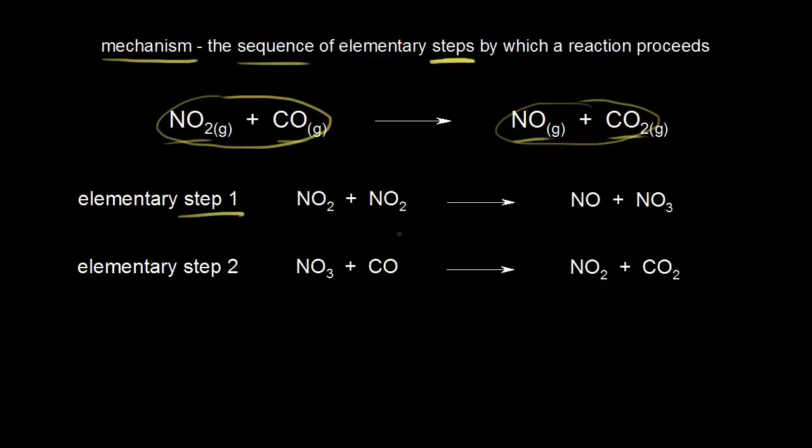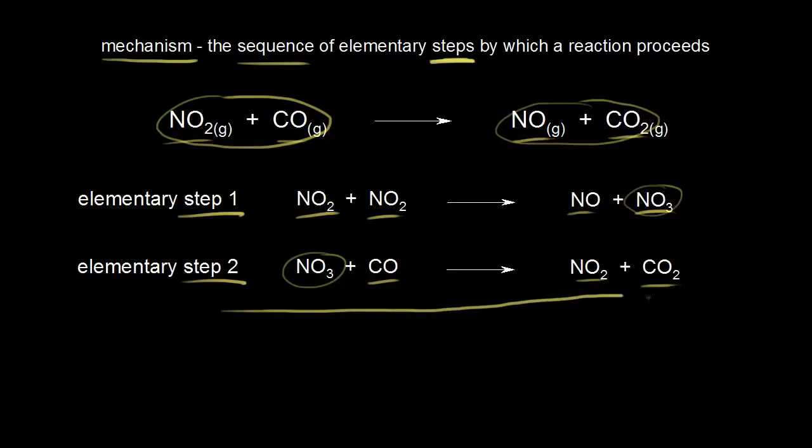In the first step, step 1, we can see it's NO2 plus NO2, giving us NO plus NO3. And then in the second elementary step, the NO3 that we just made, NO3 plus CO, gives us NO2 plus CO2. And any possible mechanism must have elementary steps that add up to give the overall reaction. So if we add these two steps together, we should get the overall reaction.